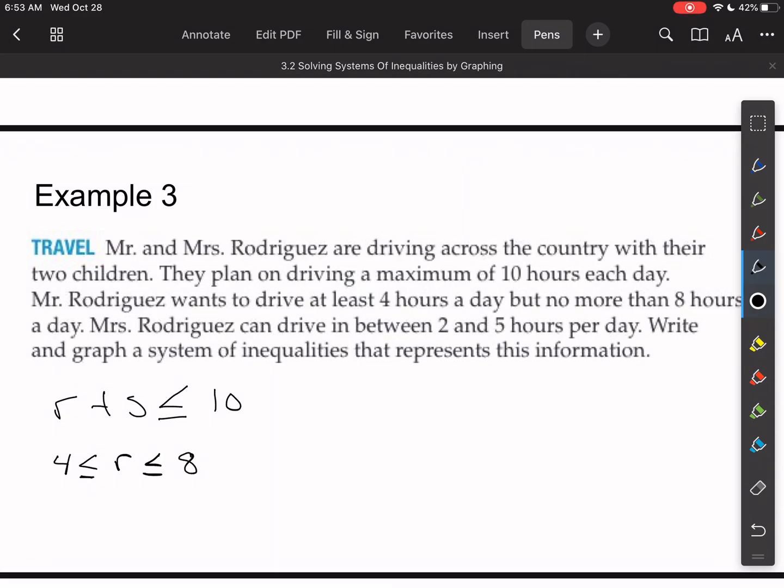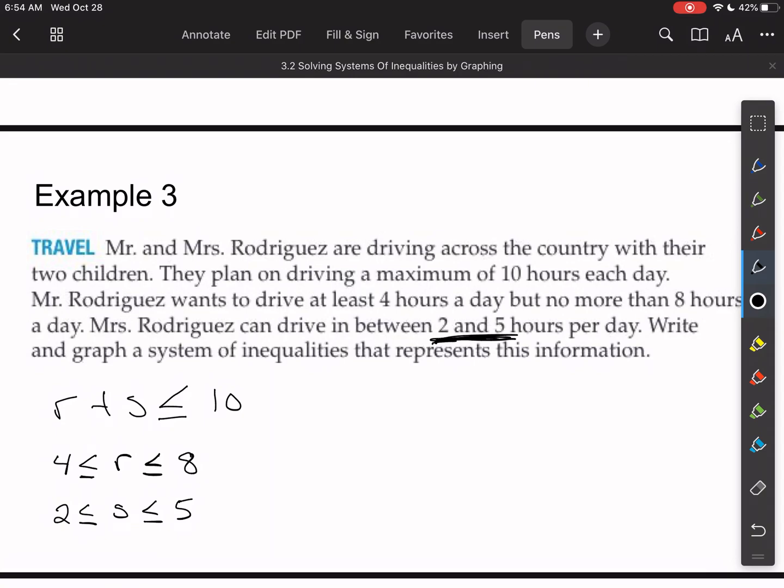And then we'll do Mrs. So for Mrs., she says she wants to drive between 2 and 5. It doesn't really specify. I'd be okay with either solid or dotted lines for these because it says between 2 and 5. It doesn't say or equal to, but I'm kind of guessing that. So either way is fine. I'm going to put or equal to because I'm assuming she could drive 2 or 5 hours. So here are the three inequalities.